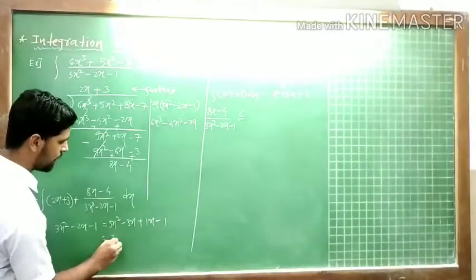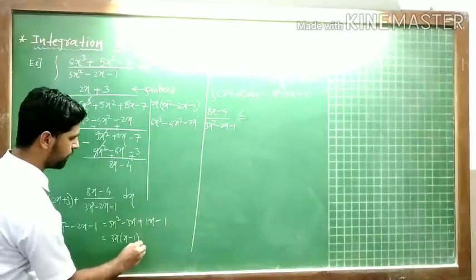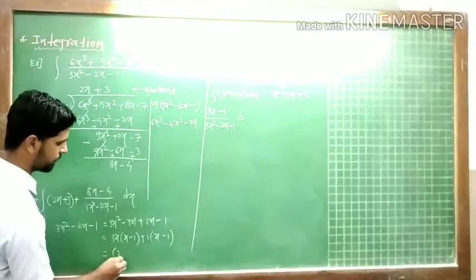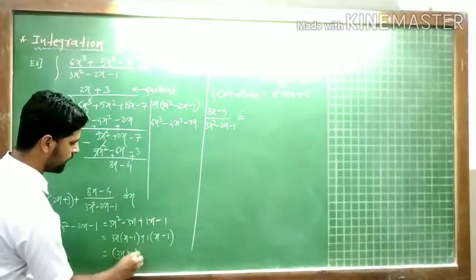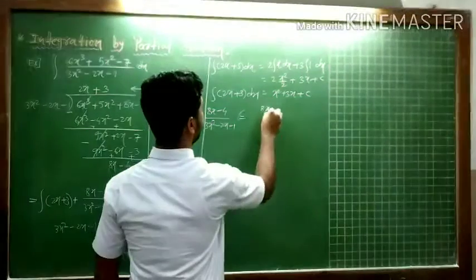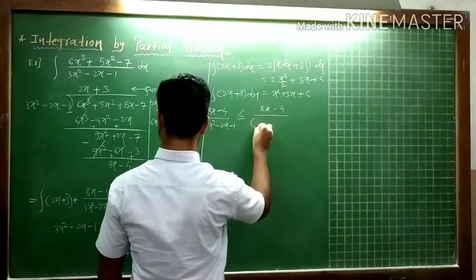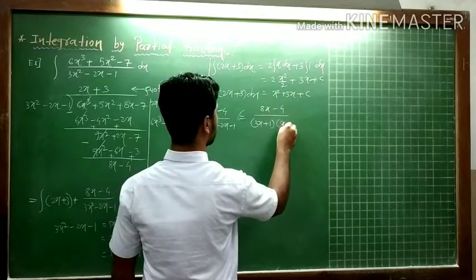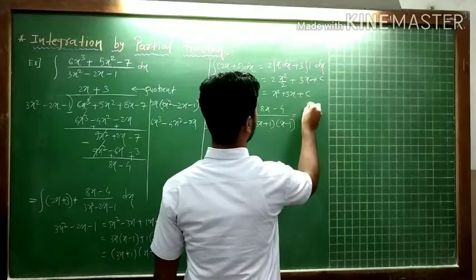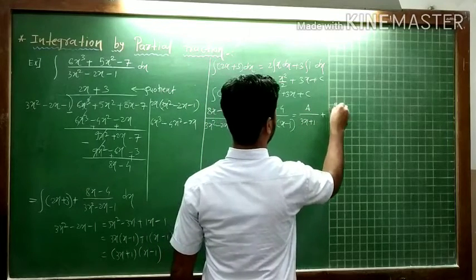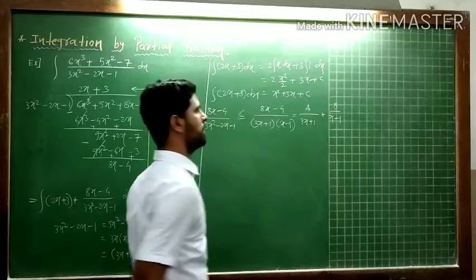So 3x is a factor and x minus 1 is the other factor. So how will you write this? 3x plus 1 and x minus 1, these are the factors. Write those factors here: 8x minus 4 divided by (3x plus 1)(x minus 1). How will you write this in fraction form? A upon 3x plus 1 plus B upon x minus 1.